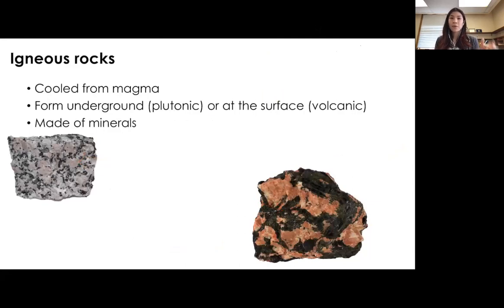They can form either underground from magma chambers that have cooled, in which case we call these plutonic rocks, or they can form at the surface of the earth as magma erupts into lava and that lava cools. And these form volcanic rocks because they form from volcanoes. These igneous rocks are made up of minerals that interlock together to create a crystal mesh. So pictured here in all these different colors are different minerals that are meshed and interlocked together to form the igneous rock.